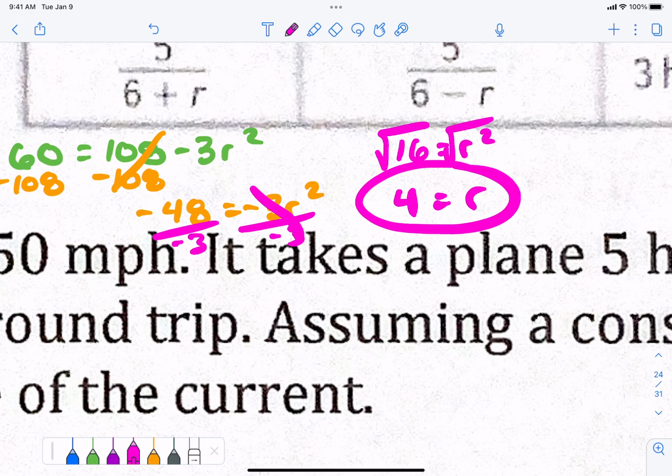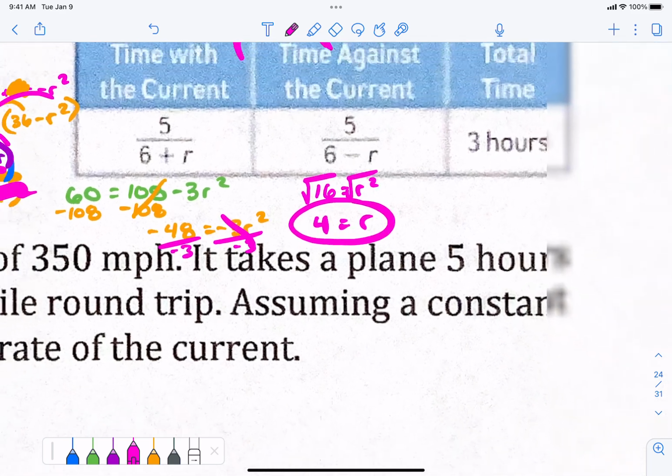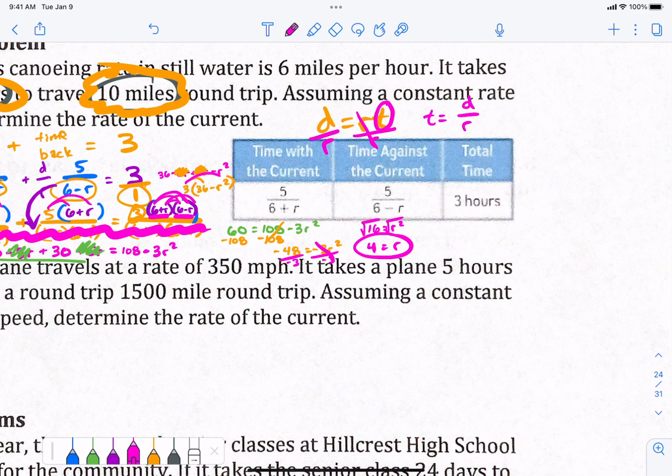I don't know. The rate of what? I didn't even read the question. The rate of the water. That's the rate of the current. Of course. I'm rowing at 6 miles an hour.